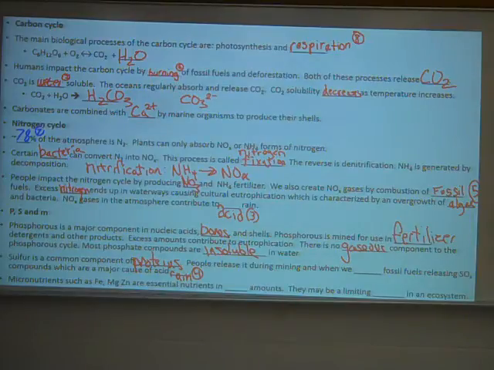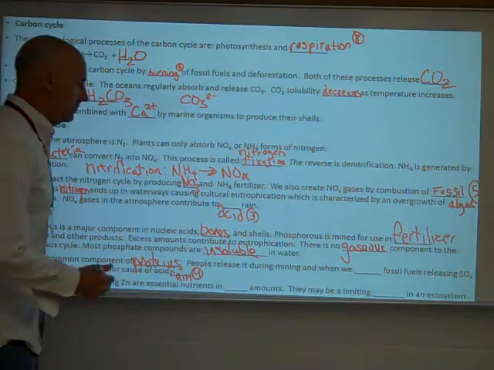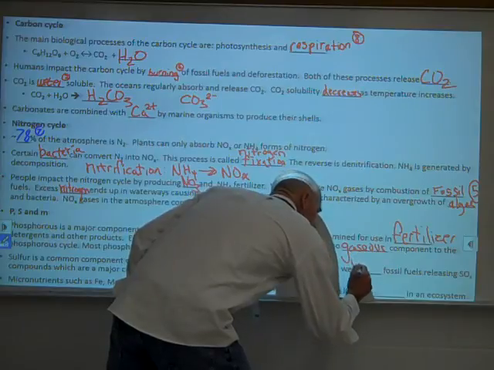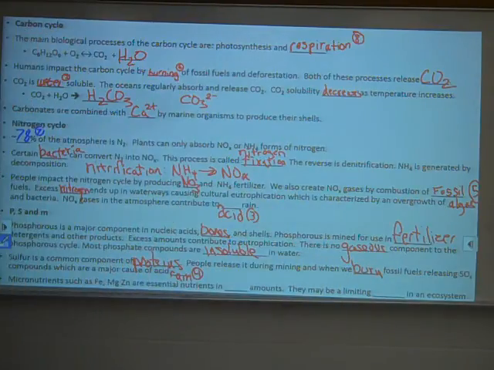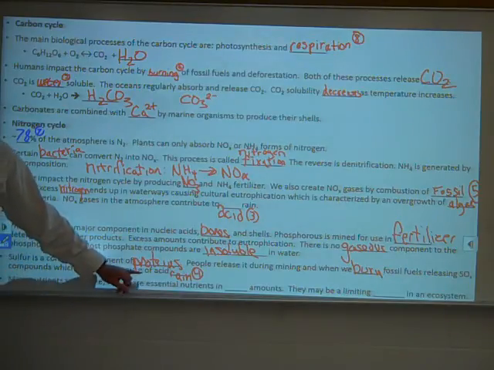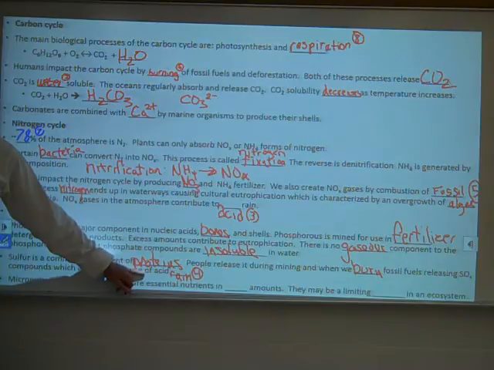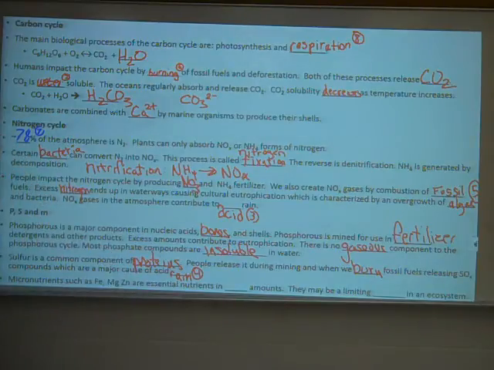Okay. We release it a lot during mining. Burning fossil fuels, particularly coal, can have a lot of sulfur in it. And this is the number one cause and component of acid rain, sulfur oxide. So particularly burning coal that's high in sulfur is a reason why we get acid rain.